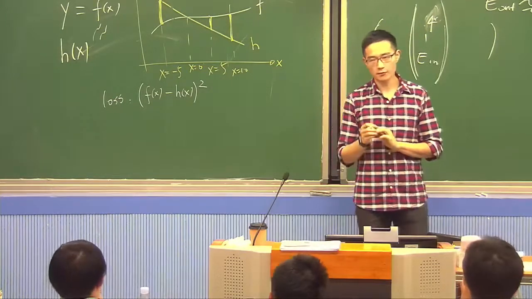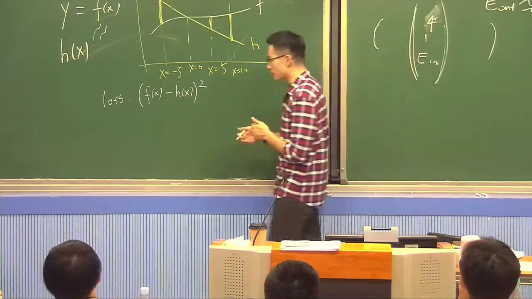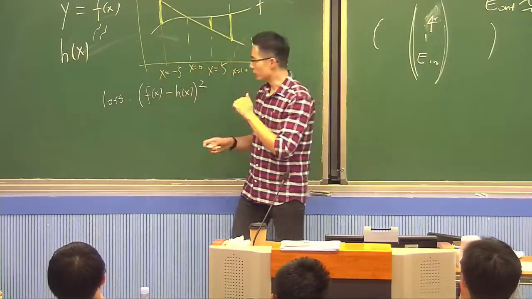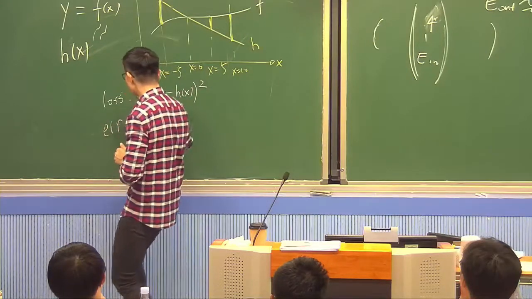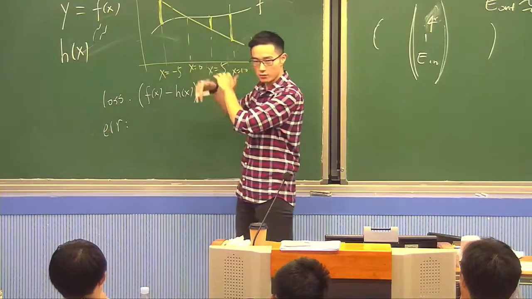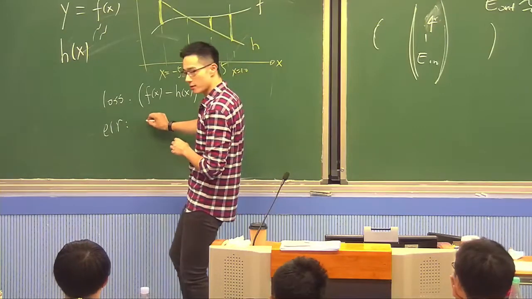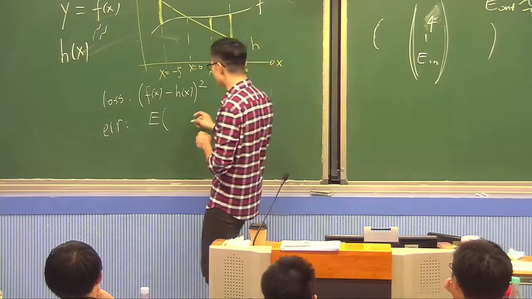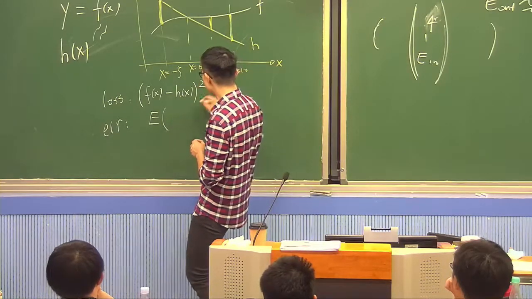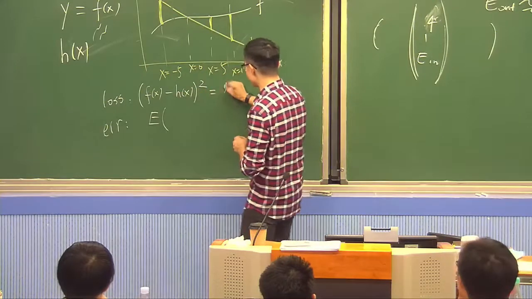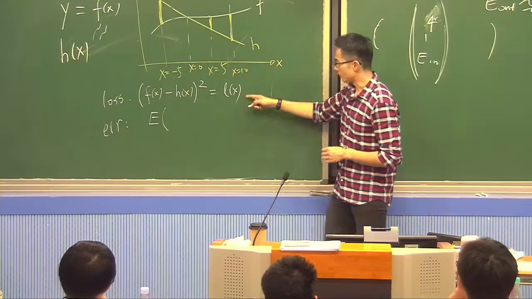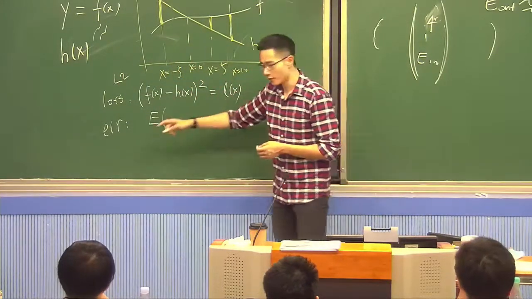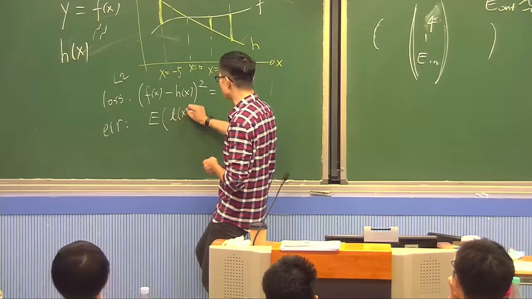So the loss function is typically defined pointwise. By pointwise, I mean it's defined on each point, on each x. You can calculate the loss. What is the error? The error is really the total distance between these two, the total difference. The error is basically the expectation of the loss function. Let me write this as L(x). So L(x) equal to this, which is L2. Then our error function would just be the expectation of this.